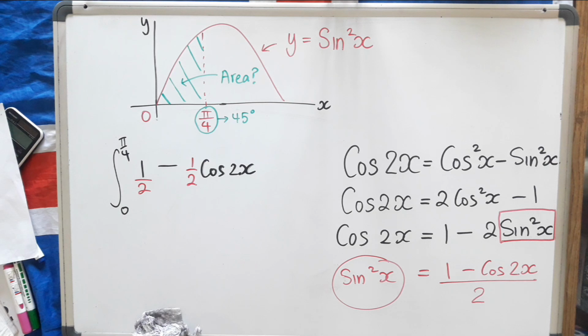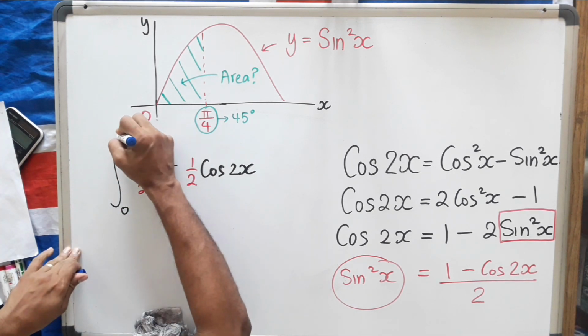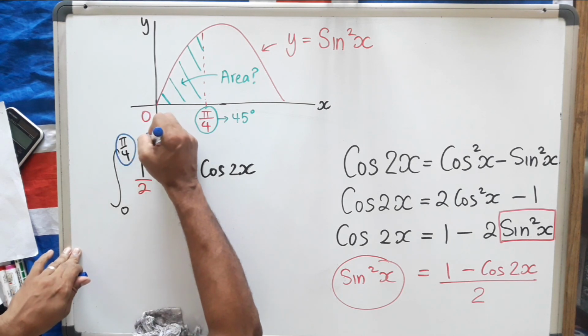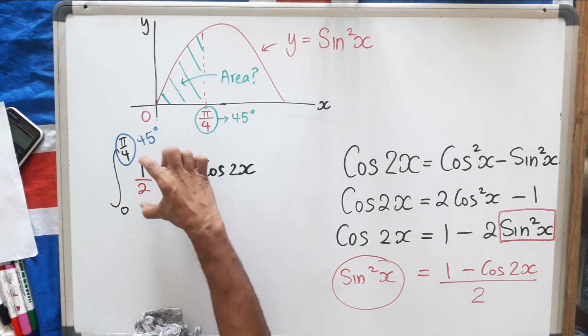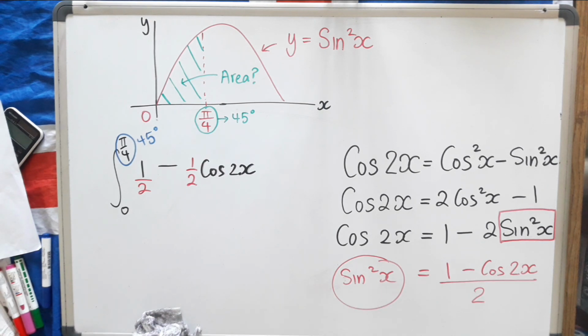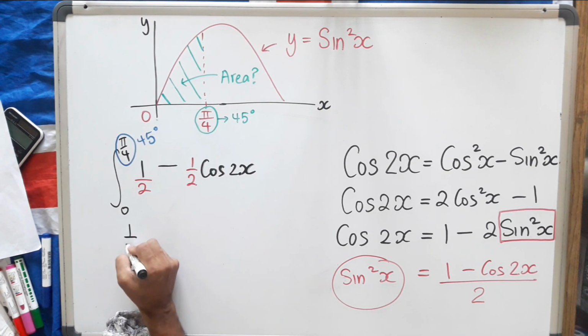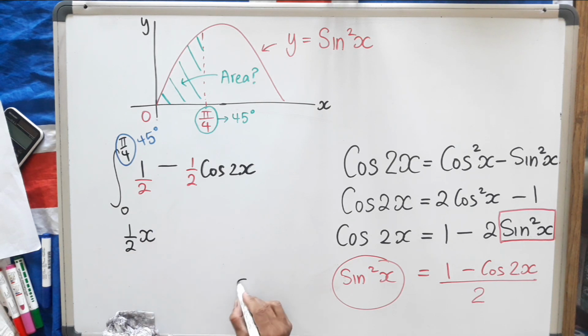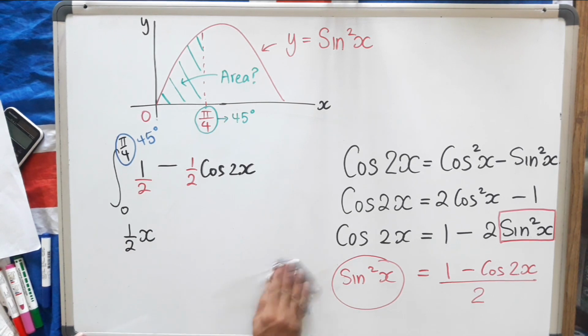So let's integrate this now. Let me take a drink of water. All right, I'm back. By the way, pi on 4 is really 45 degrees for us. When we integrate a number by itself, a half, we're going to get a half x. Remember, if we integrate 5, we get 5x. If we integrate 3, we get 3x. If we integrate a half, you just get a half x, right?